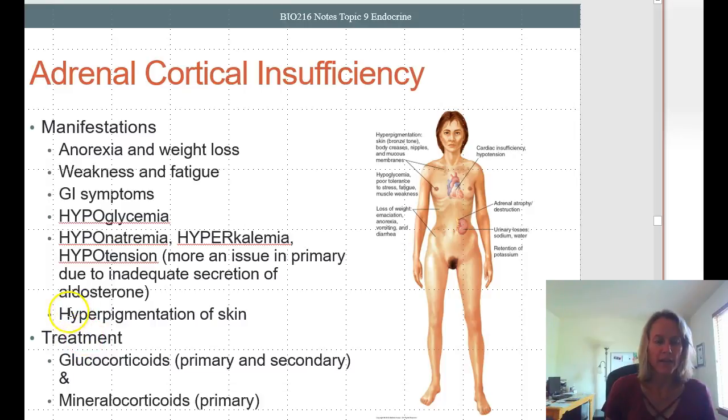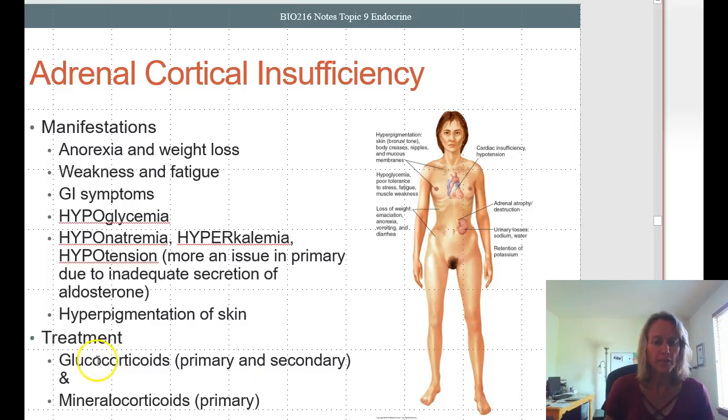Now, you can also see hyperpigmentation of the skin if ACTH is high. If it was primary, then cortisol and aldosterone are low, and there's no negative feedback to inhibit ACTH, so ACTH would be high. And ACTH stimulates melanocytes, which causes the pigmentation of the skin. If it was secondary adrenal cortical insufficiency, that would be caused by a low ACTH. In that case, you would not see hyperpigmentation of the skin.